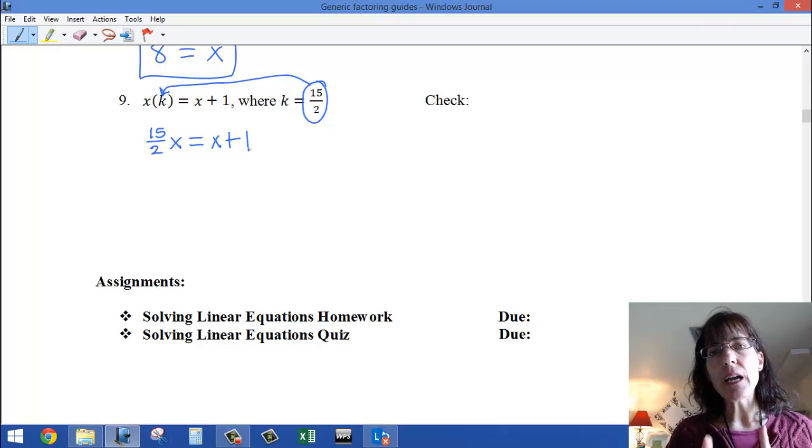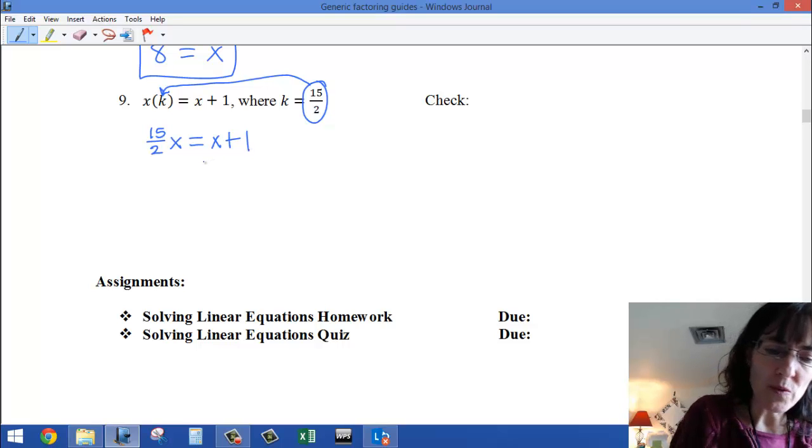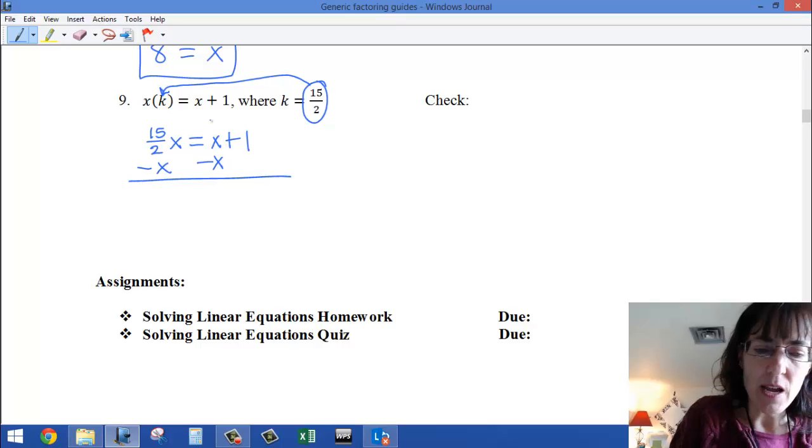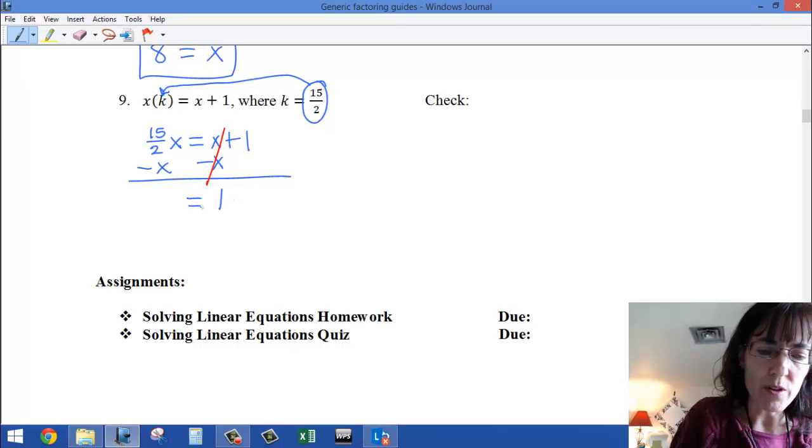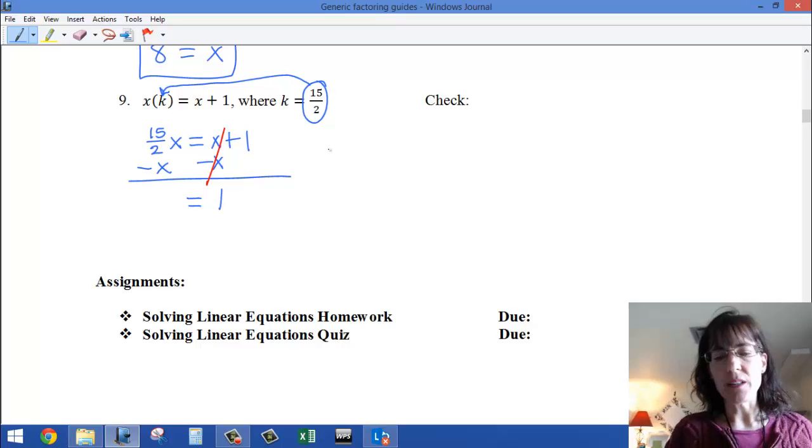Now I can see I have two x's. I want to combine them. I'm going to move this x to the left, so minus x. And on the right hand side, you can see that those x's are going to cancel one another, and I'll just be left with a 1 on the right. On the left, it's a little bit trickier.